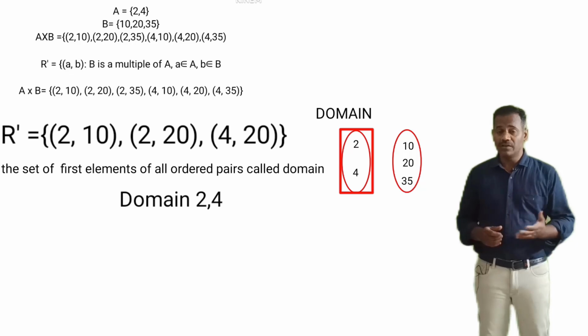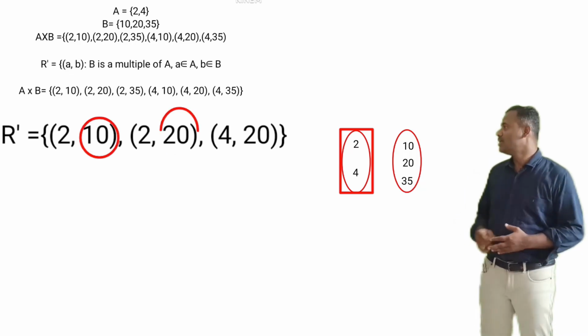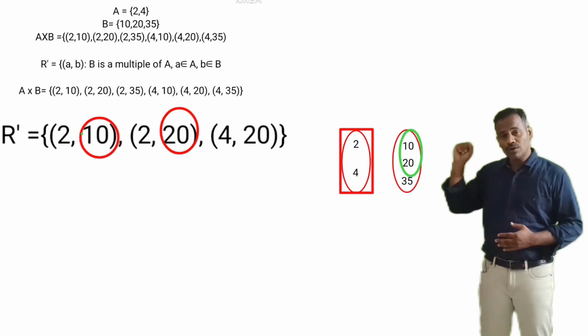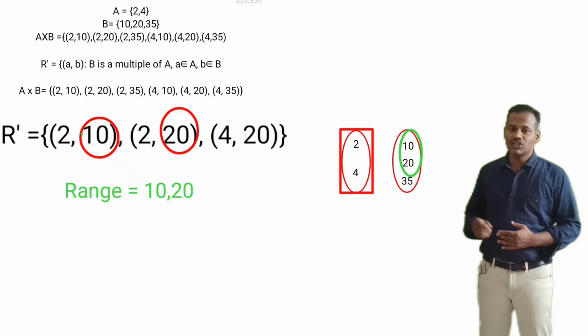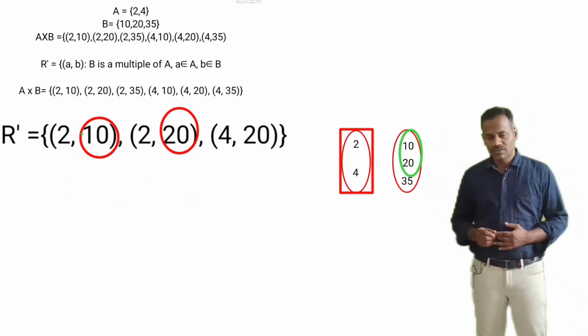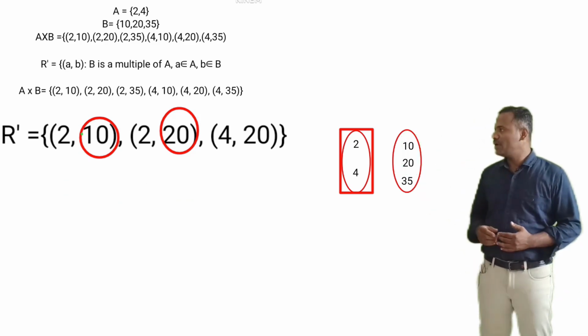Next we are going to learn range. What is meant by range? Yes, the set of second elements of all the ordered pairs in the relation R dash is called the range. And what is the range here? The range is {10, 20}.